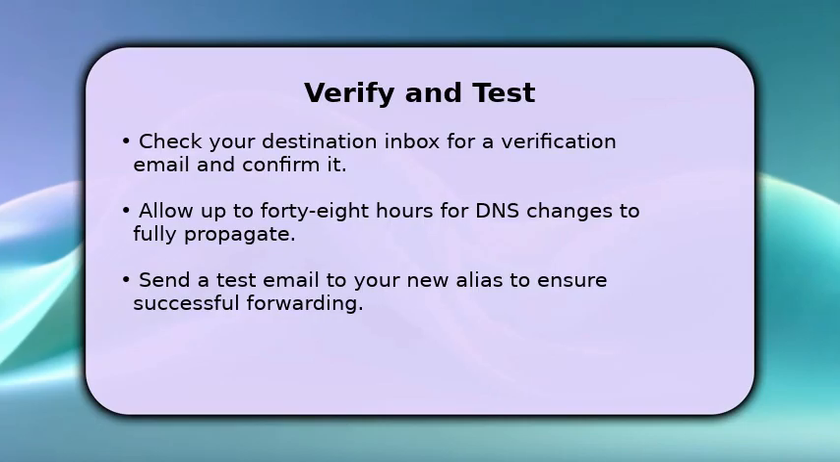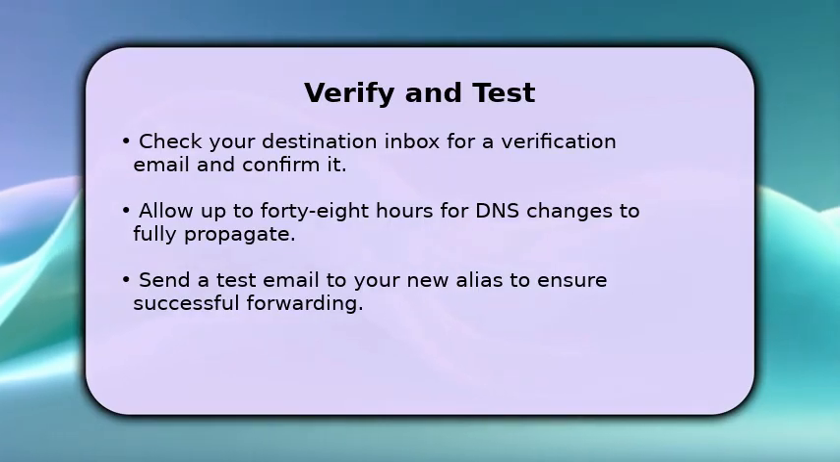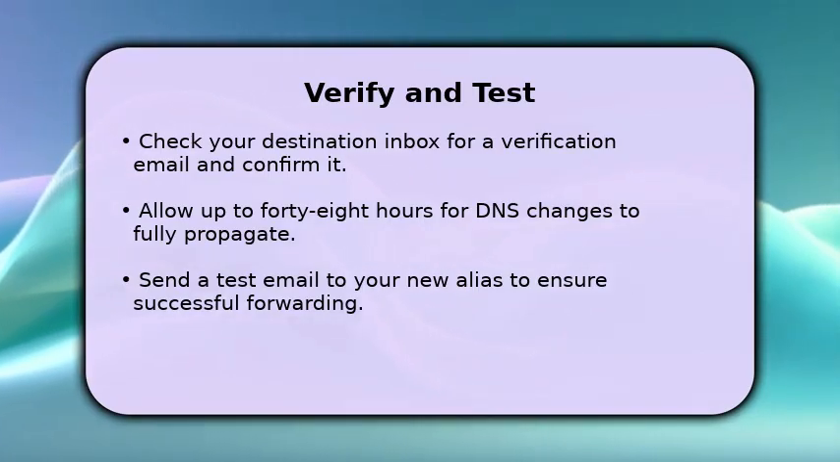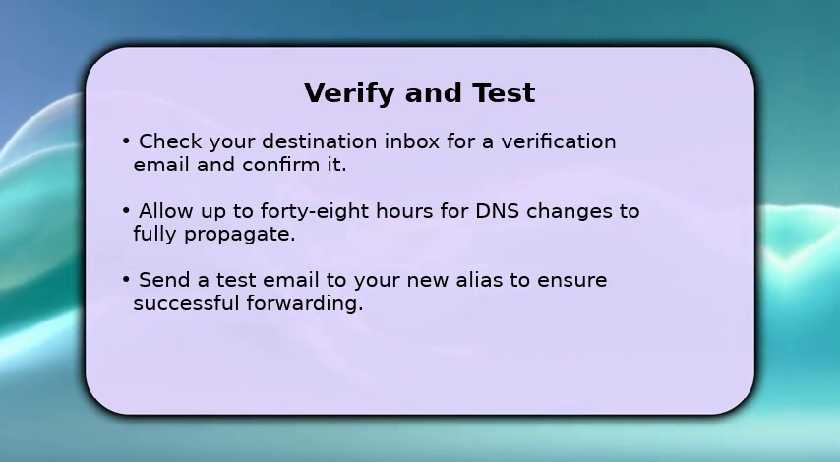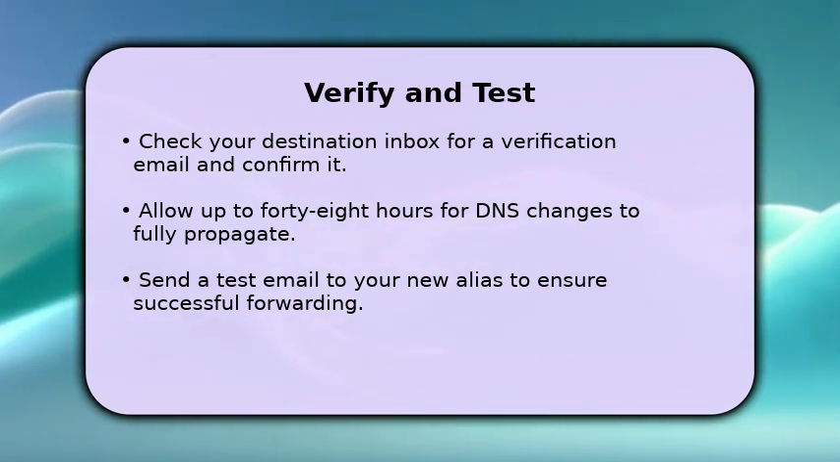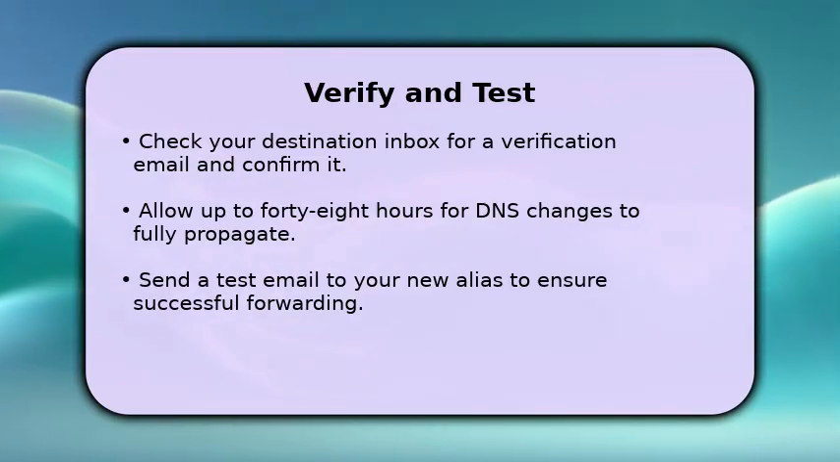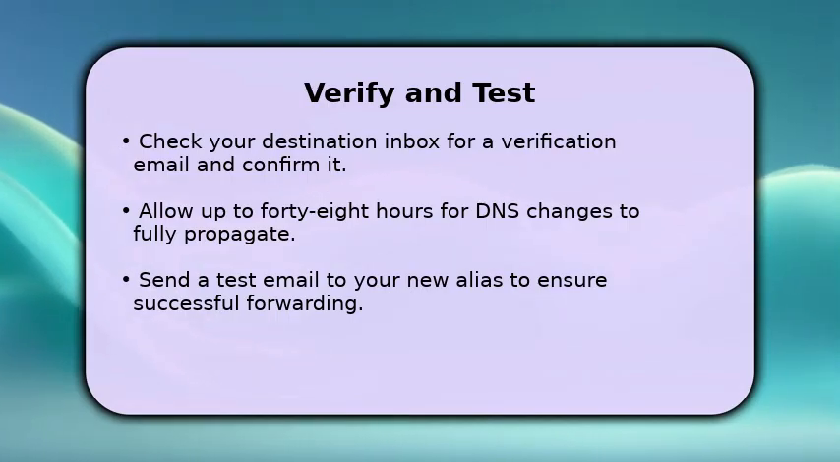The final, crucial step is verification and testing. After saving your rule, Squarespace will send a verification email to the forward to address you provided. You must open this email and click the verification link to activate the forwarding. Keep in mind that it can take up to 48 hours for these changes to fully propagate across the internet.